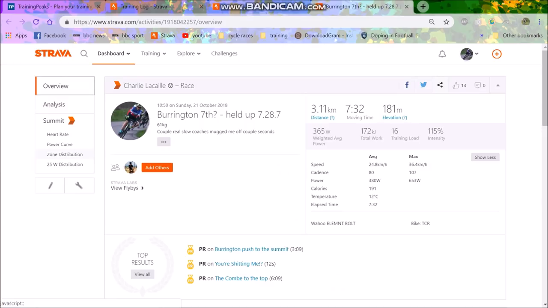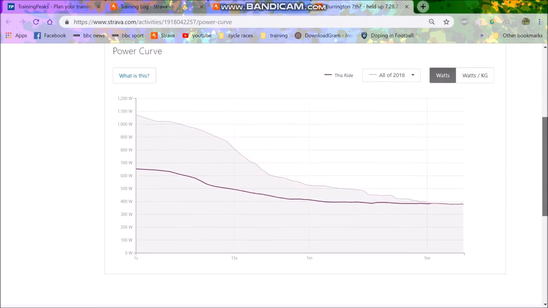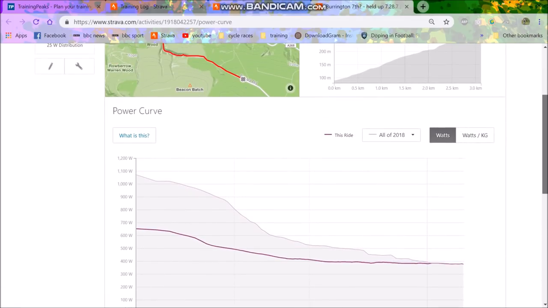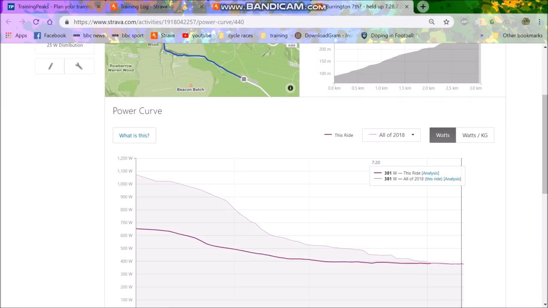Anyway, today I was really, really motivated. I was really up for it, and I did pretty well. So I held 381 watts for 7:20, which was pretty much my effort. I think my effort was a little bit longer, maybe 5 seconds longer.